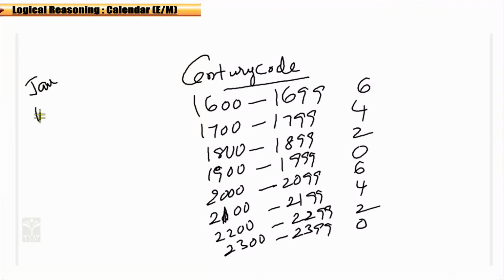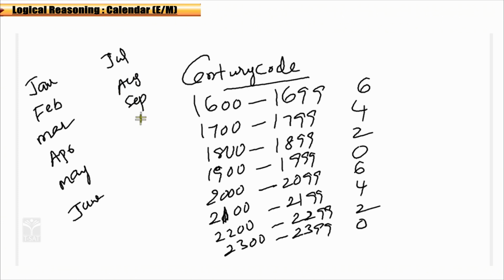January, February, March, April, May, June, July, August, September, October, November, December. These are the 12 months.